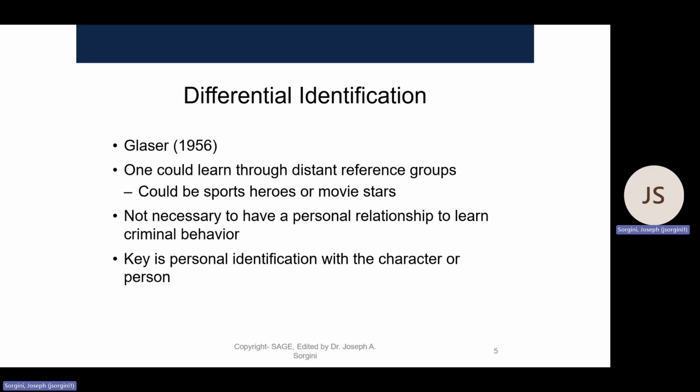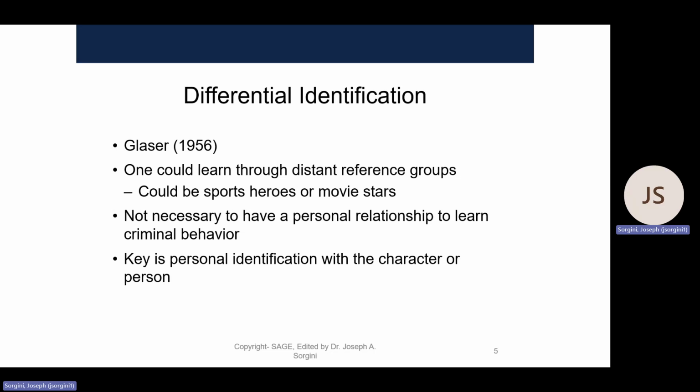This idea of how you understand the society around you, and why is that important? What Glaser stated was that if you identify with a person, including a person who is engaged in bad behavior, you could yourself then engage in that same bad behavior, which would include crime.